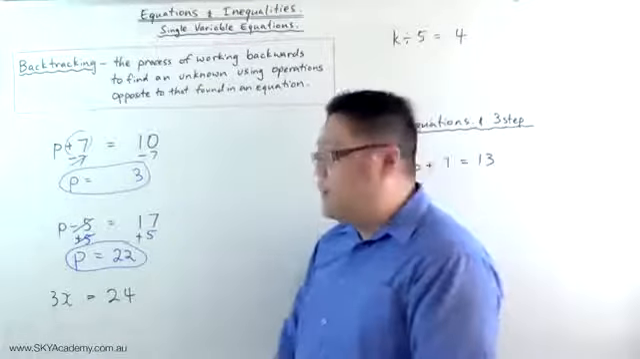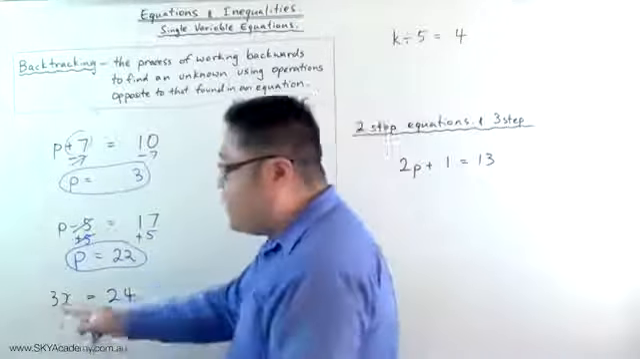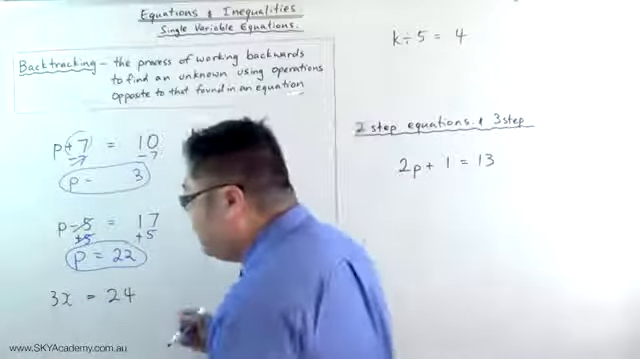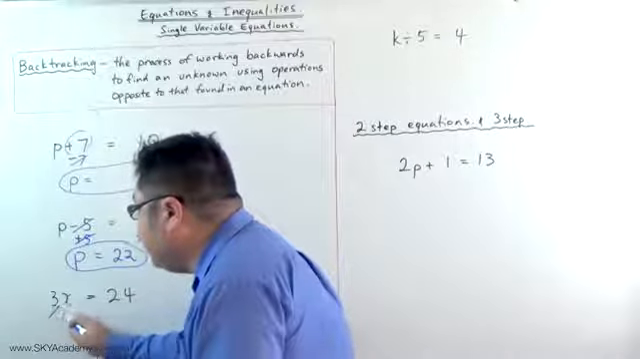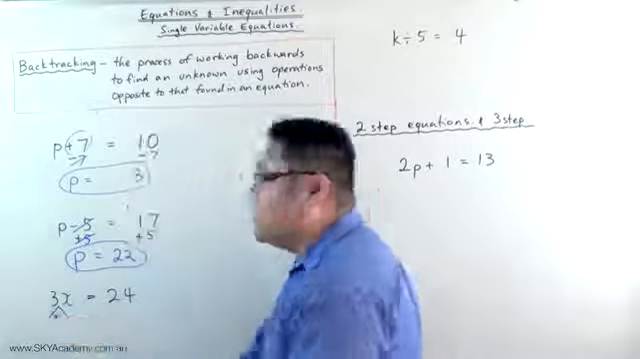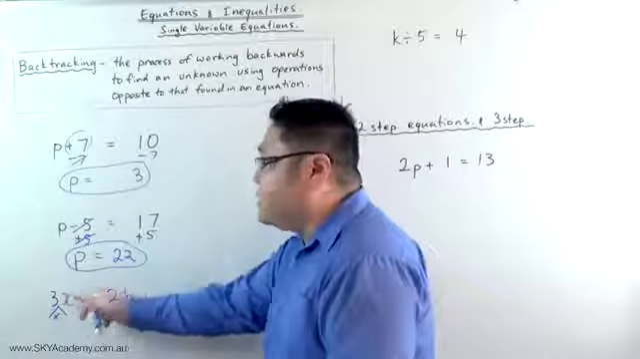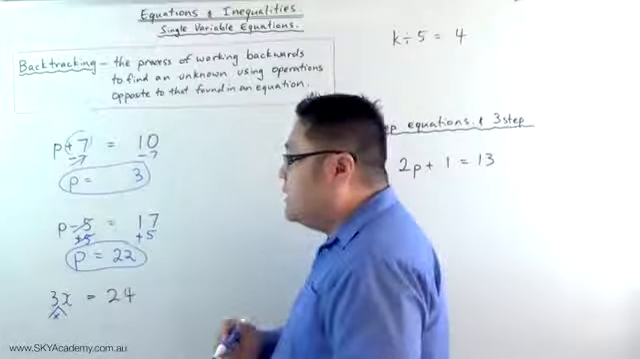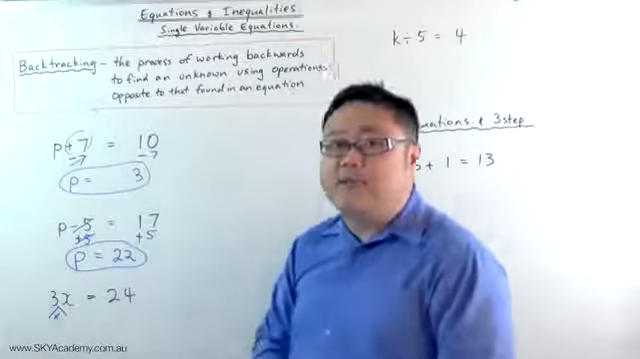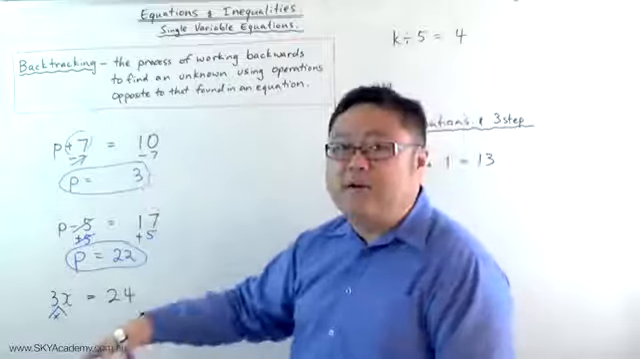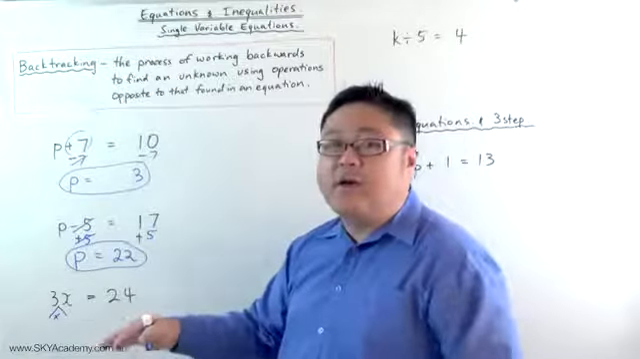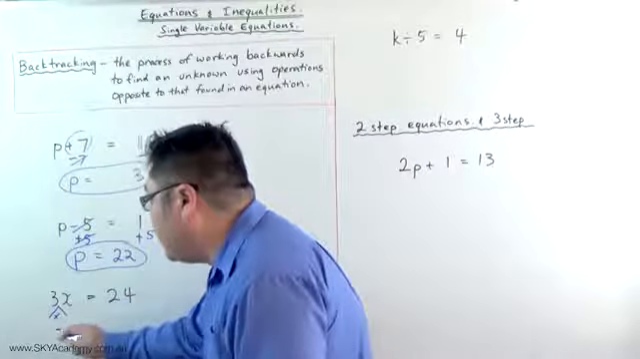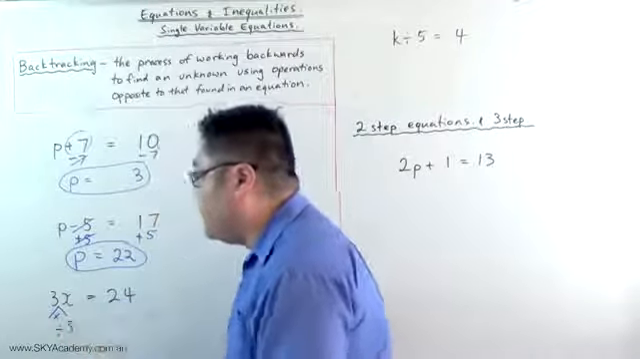Got it? Now, in this example, you've got 3x. What you can imagine is that there is an invisible multiplication sign there. It's 3 times x. 3 times x is equal to 24. So if 3 times x is equal to 24, how do you get to x on its own? To get to x on its own, you've got to undo the times. You've got to divide by 3, right?